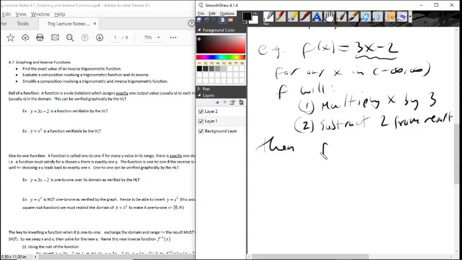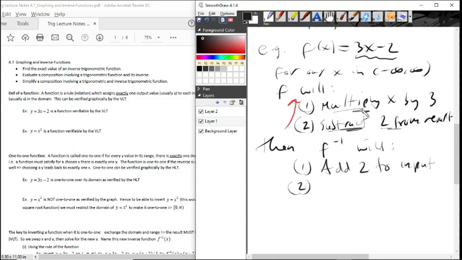So if it exists, f inverse will need to be constructed so that it has to reverse the order and the operations in order for this to work. So the first thing that f inverse would do would be the opposite of this step. Instead of subtracting 2, it would have to add 2 to whatever value is being input into the inverse. Then it's going to have to do the opposite of this. Since the original function multiplied by 3, we're going to need the inverse to divide by 3.